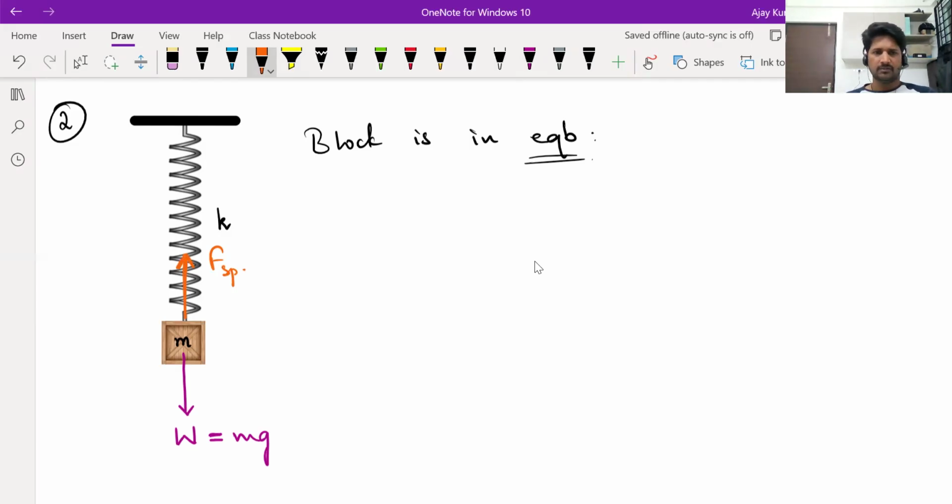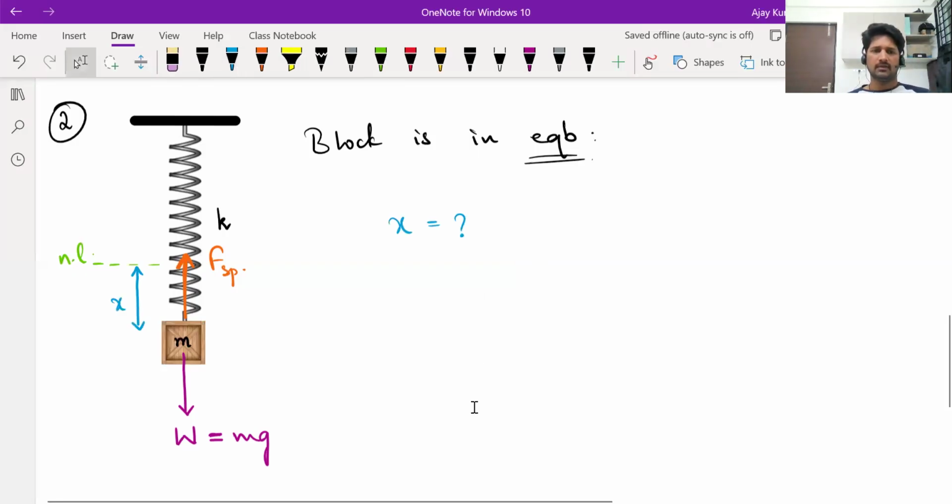So the spring must be in a stretched state because only a stretched spring can pull. A compressed spring will push. Here, the spring is pulling the block towards itself, so it must be a stretched spring. So assume this is the natural length of the spring and it's in a stretched state. Now you all derive an expression for this elongation. How much is the equilibrium elongation of the spring? Do it quickly. Type your answers in chat.